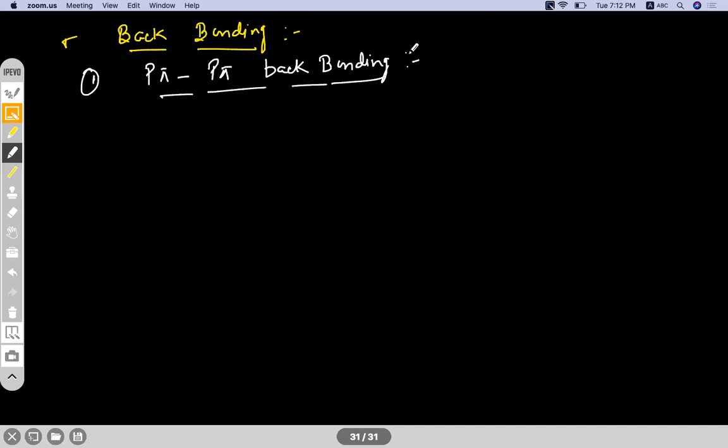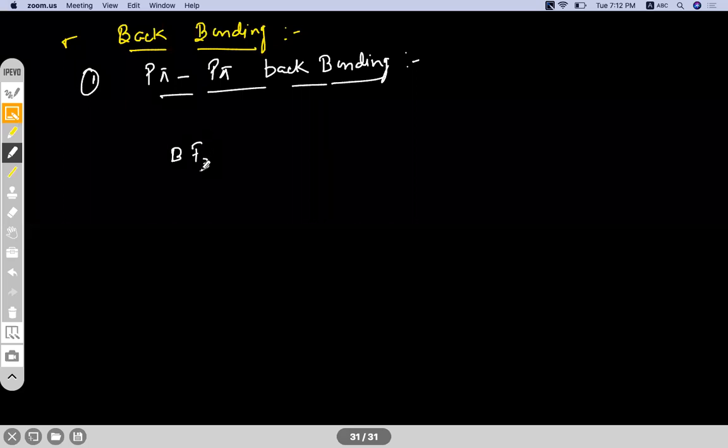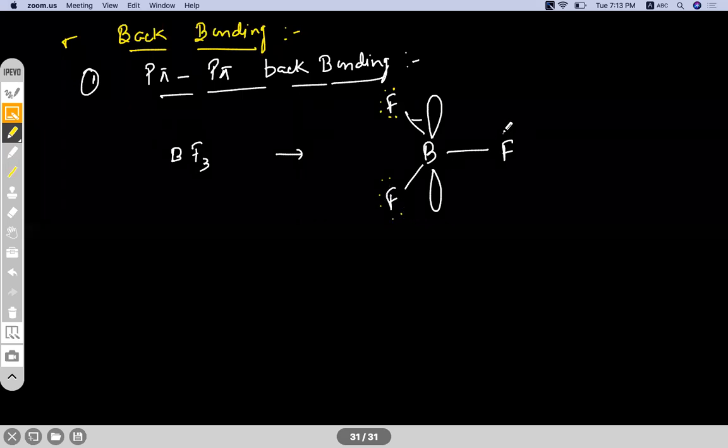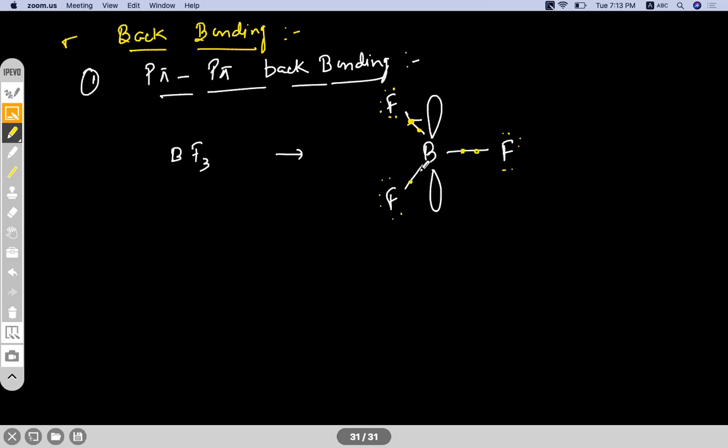Suppose we have a BF3 molecule. You see, boron is bonded with 3 fluorine, trigonal planar structure we have. And in this bonding state, the boron has one vacant orbital that we know already. And each fluorine atom has 3 lone pairs. Boron has only 6 electrons. So because of this, boron is an electron deficient atom.